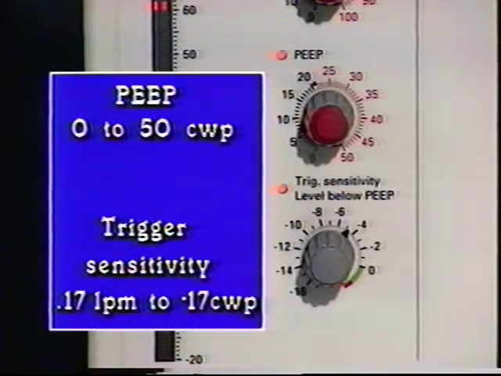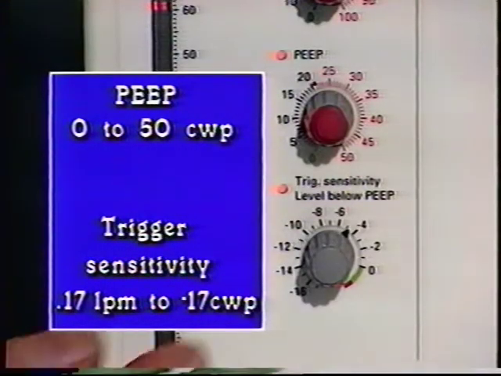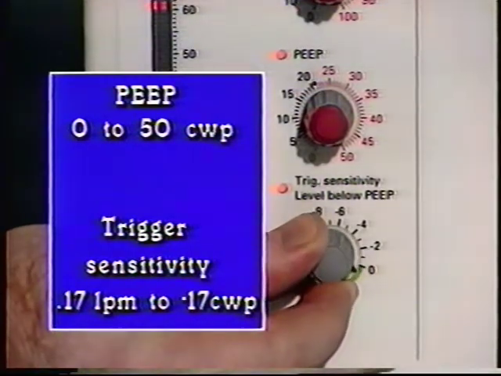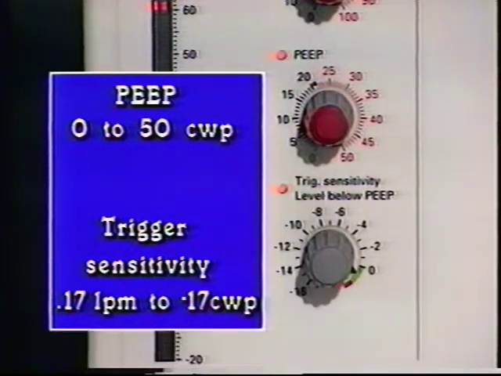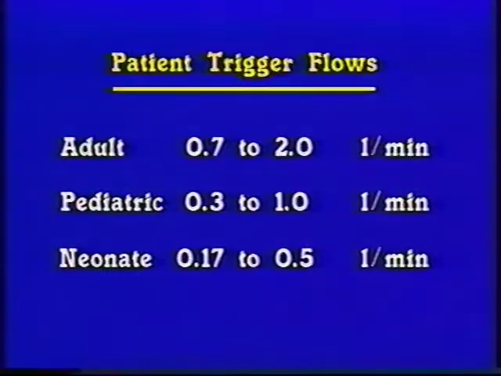For flow triggering, set the knob within the green portion of the scale. Use the red area for the highest degree of sensitivity. This highly sensitive range varies for each type of patient. It can be as little as 0.7 of a liter per minute for adults, 0.3 of a liter per minute for pediatrics, and only 0.17 of a liter per minute for neonates.